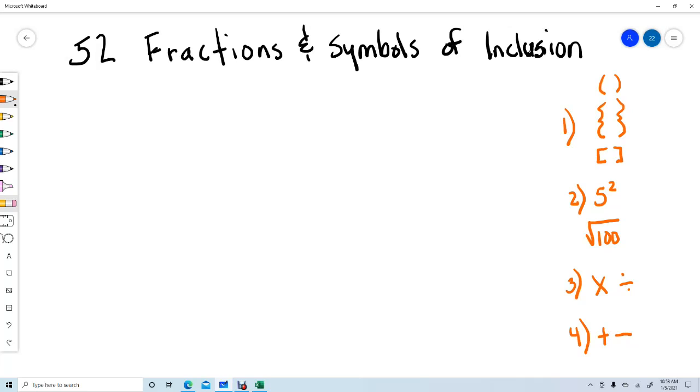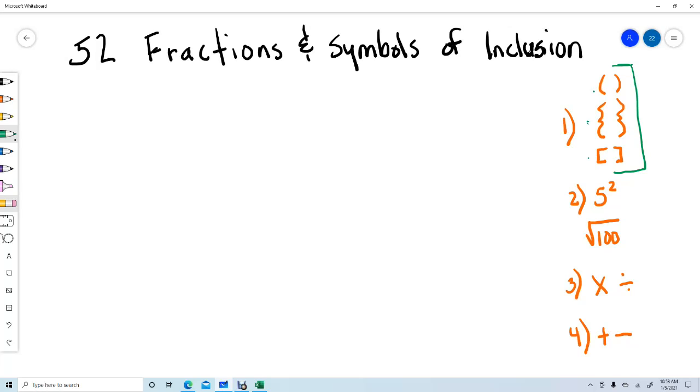If you remember from our lessons on order of operations, symbols of inclusion are these things over here on the right: parentheses, brackets, and braces. Those are the actual names for each of those.